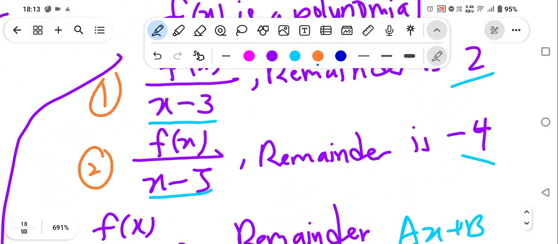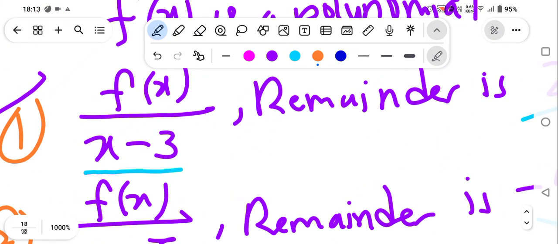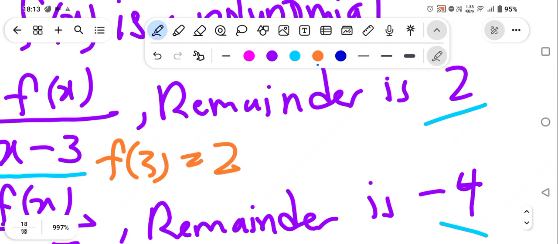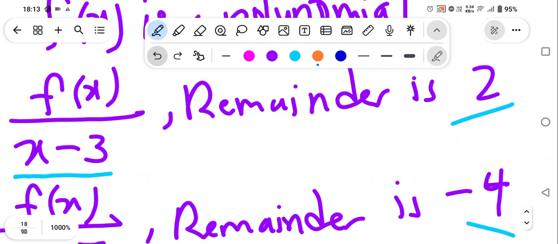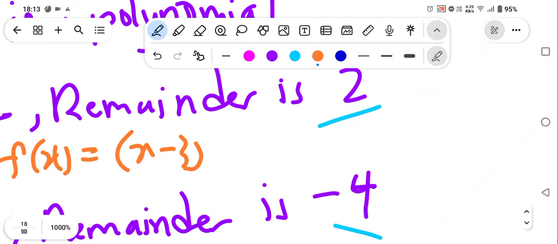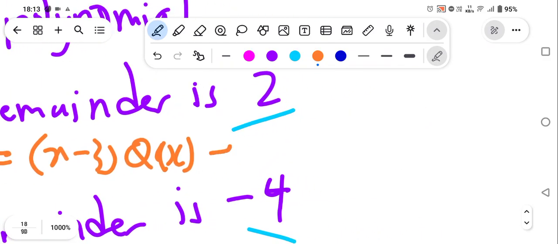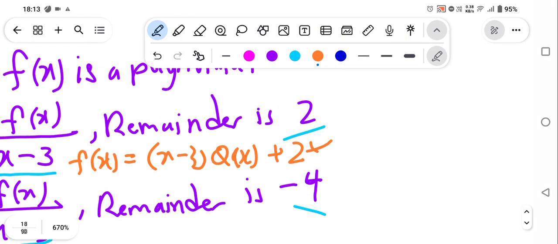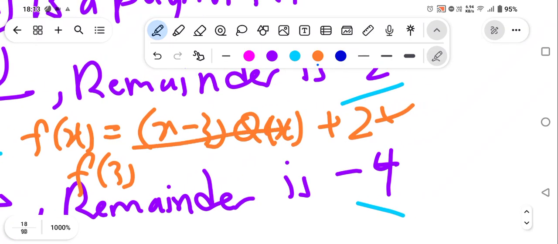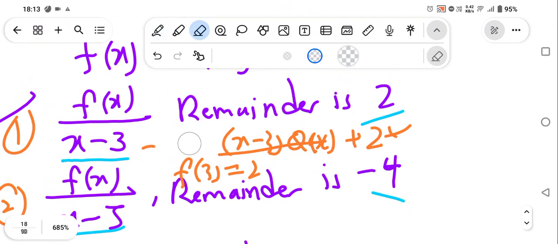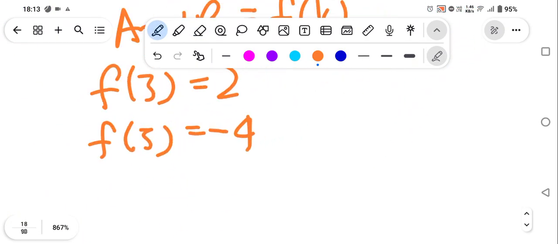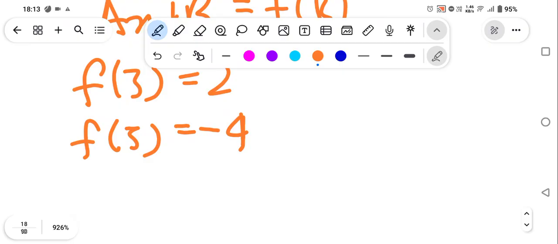If f(x) is divided by x minus 3, then f(3) will be 2. It's like f(x) equals some quotient times x minus 3, plus the remainder. The remainder is 2, so when x is 3, the x minus 3 term becomes 0 and only the 2 is left. That's why. A quick recap. So this is enough for us to solve for a and b.